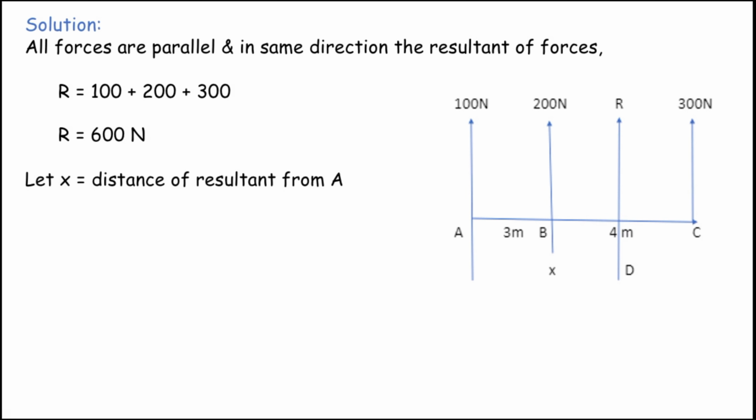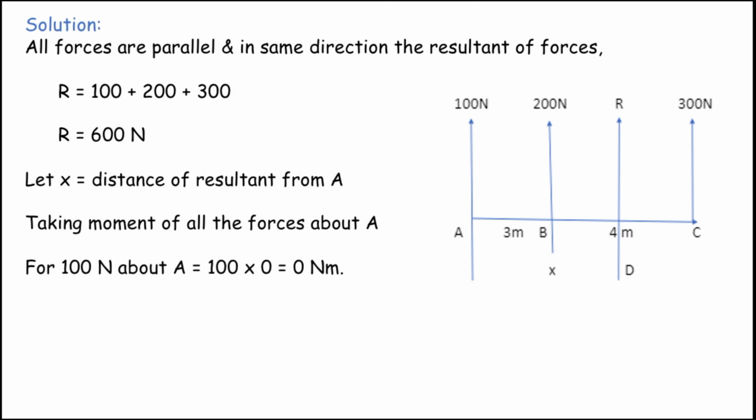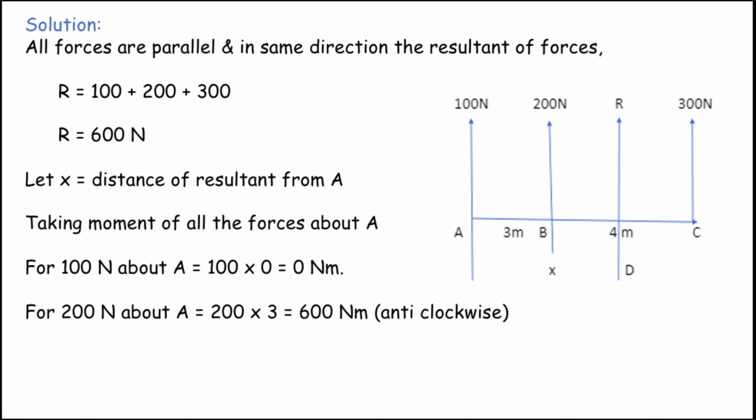So now we have to find the moment. For the moment of each force from point A to get the value of X. So the 100 Newton force about A has 0 moment, there is no length because the 100 Newton acts at the point A. So 100 into 0 is 0 Newton meter. And the 200 Newton force about A is 200 into 3, because the distance between A and the 200 Newton force is 3 meter. So 200 into 3 is 600 Newton meter.